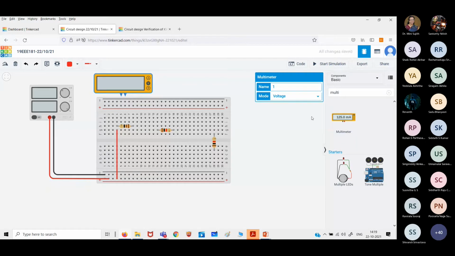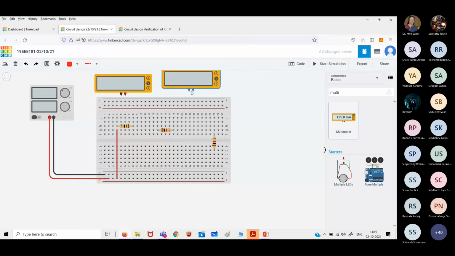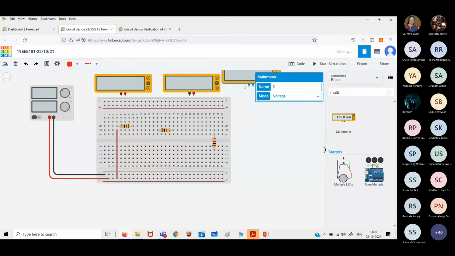As of now, I'll select another 2 more times because I need 3 ammeters. One by one only we will connect. Otherwise, definitely the connections may go wrong. Now we have taken 3 multimeters.